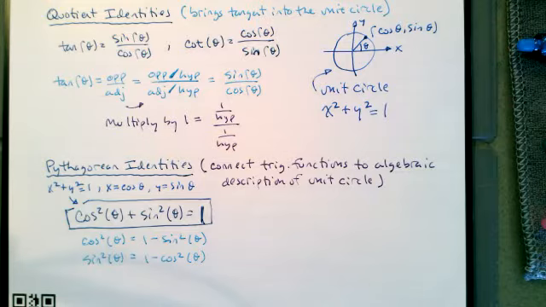If we include our quotient identities, we can turn our cosines and sines. Cosine squared plus sine squared is equal to 1. If we divide everything by cosine squared, we can get another variation.